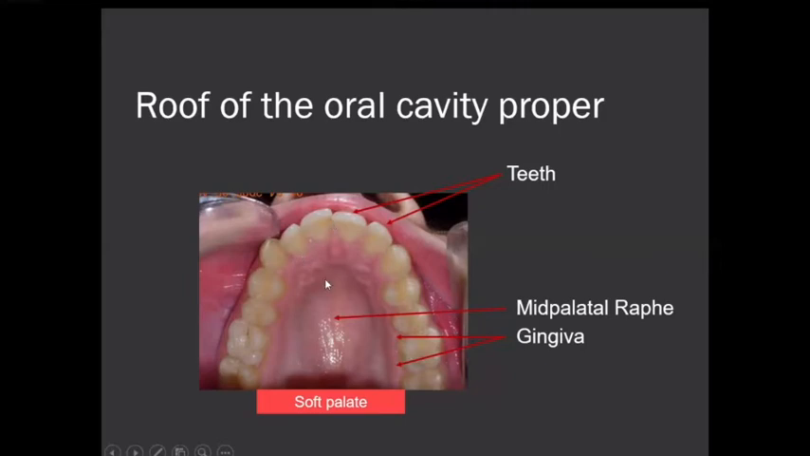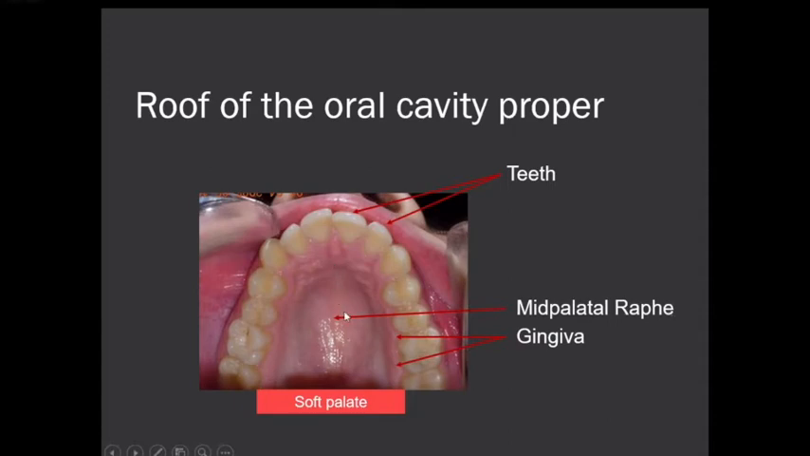Now, you'll see here from here to here a mid palate. Actually, when the two halves of the palate meet each other, there's a small depression, and on either side of the depression you have a small ridge. That ridge runs right from this point to the back of the teeth. Now that raphe is known as the mid palatal raphe.